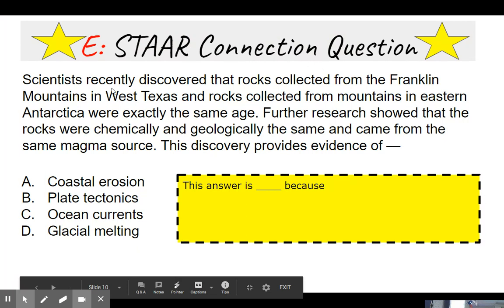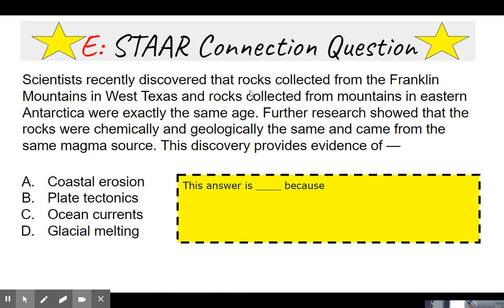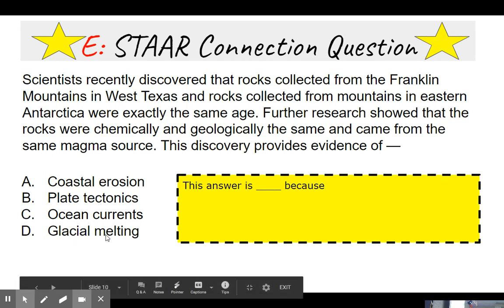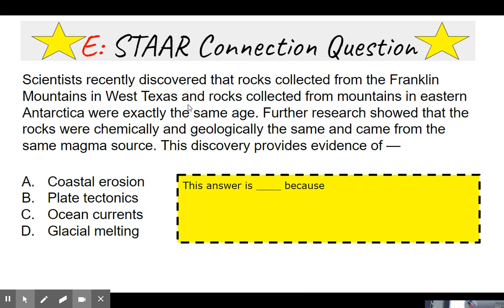So let's look at a star connection question. Scientists recently discovered that rocks collected from Franklin Mountains in West Texas and rocks collected from mountains in eastern Antarctica were exactly the same age. Further research showed that the rocks were chemically and geologically the same and came from the same magma source. This discovery provides evidence of A, coastal erosion, B, plate tectonics, C, ocean currents, or D, glacier melting.